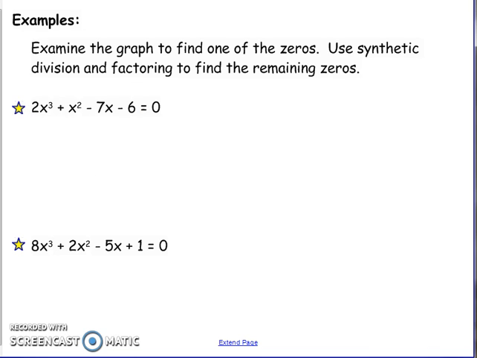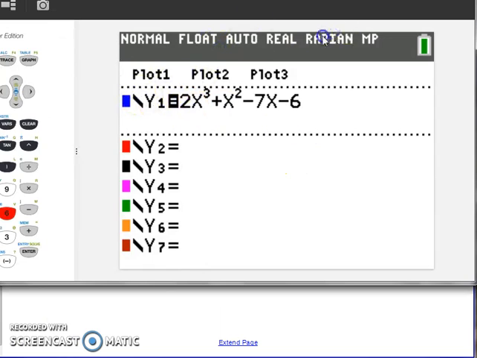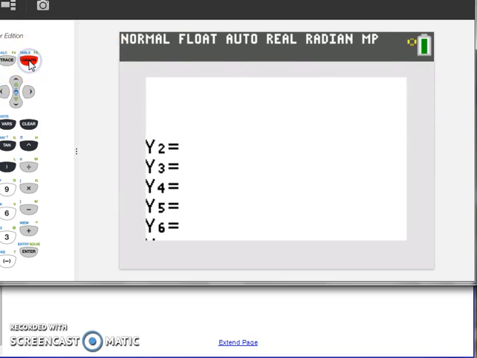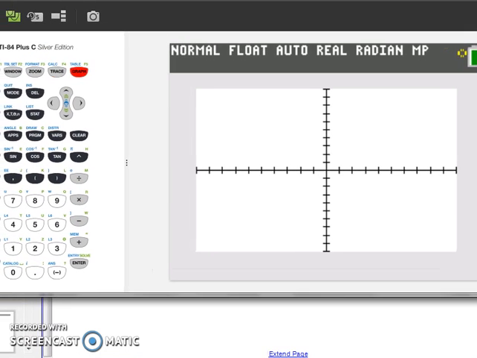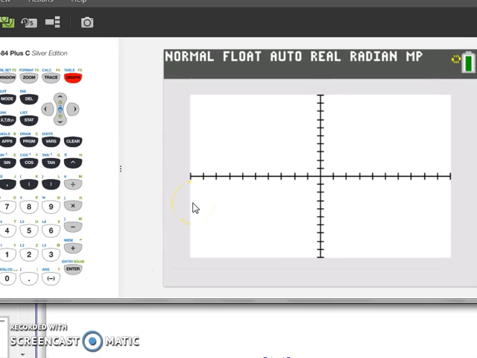Okay, so it says examine the graph to find one of the zeros. So if we plug this into a graphing calculator, okay, if I hit graph, okay, so here we have what our function looks like.